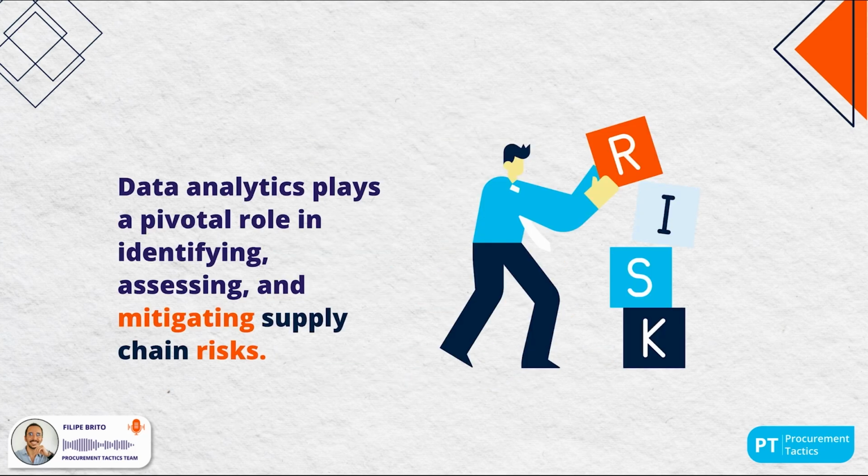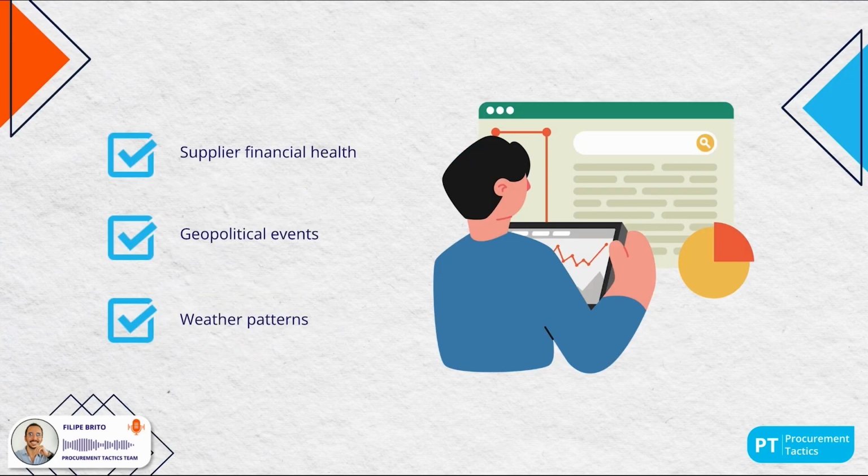In today's globalized and interconnected supply chains, risk management is more critical than ever. Data analytics plays a pivotal role in identifying, assessing, and mitigating supply chain risks. Predictive analytics can be used to anticipate potential supply chain disruptions by analyzing data from various sources such as supplier financial health, geopolitical events, and weather patterns. For instance, if predictive analytics indicates a high risk of a natural disaster in a region where a key supplier operates, procurement can proactively develop contingency plans such as identifying alternative suppliers or increasing inventory levels. This proactive approach to risk management helps ensure business continuity and minimizes the impact of disruptions.